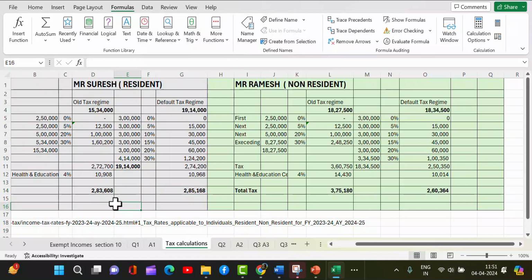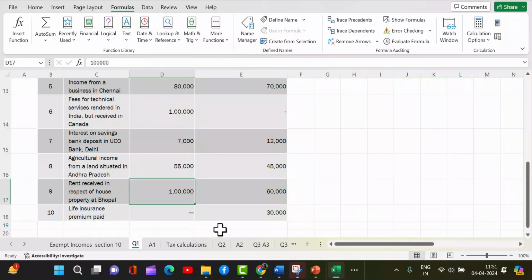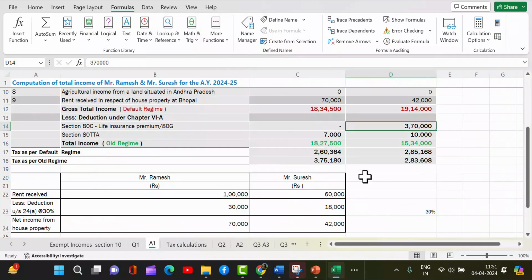Old. Sir, old one. So that means if we have increased the deductions, suppose there are a lot of deductions, nearing about 3.5 lakhs and above, then you will find that the old regime is better. So if you have a lot of deductions to take, then the old regime becomes better because you get all the deductions.